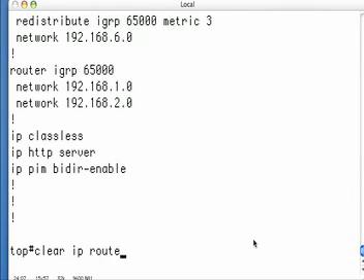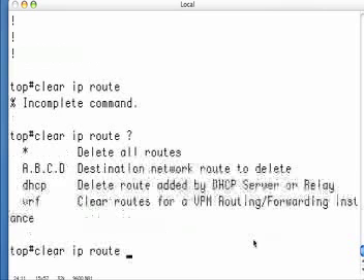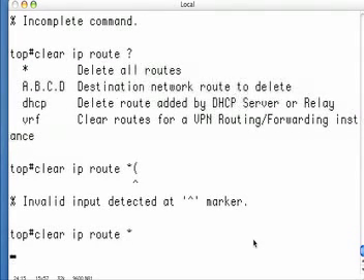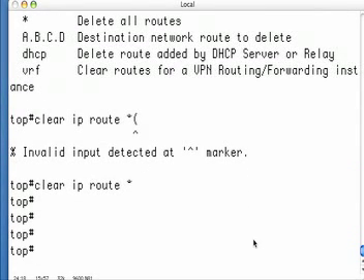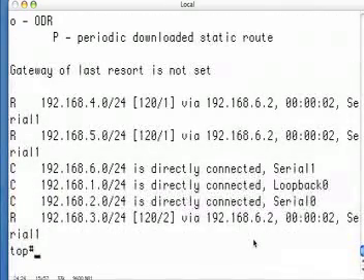Let's do a clear IP route star. This is an unusual command. It clears all the routes in the routing table. Show IP route. That shows us it's directly connected. Show IP RIP database.